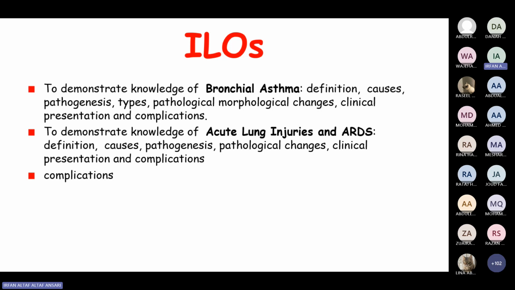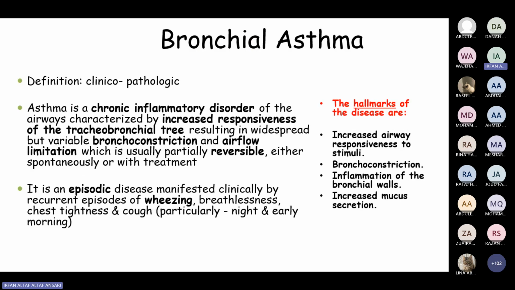Okay, so what is bronchial asthma? This definition of bronchial asthma is a clinico-pathological definition. When you come to other classes, you will see that some definitions of respiratory diseases are purely clinical, and some are purely pathological. But in bronchial asthma, you have both combined, clinical and pathological. So what is the definition of asthma?